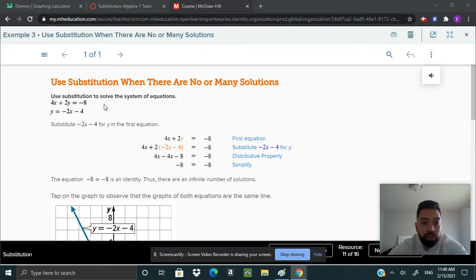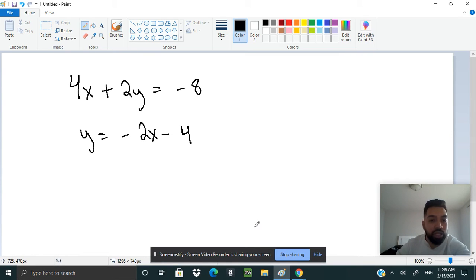So in this one, they start you off with 4x plus 2y equals -8, and the other equation is y equals -2x minus 4. You can already see that this second equation is already solved for y, so we won't have to solve it on our own. We can just use this right away and substitute it back into the first equation, kind of like we did in the first example. So take a look here. I'm going to guide you through the steps one more time, but I'm going to show you what happens at the end that is a little different in this problem.